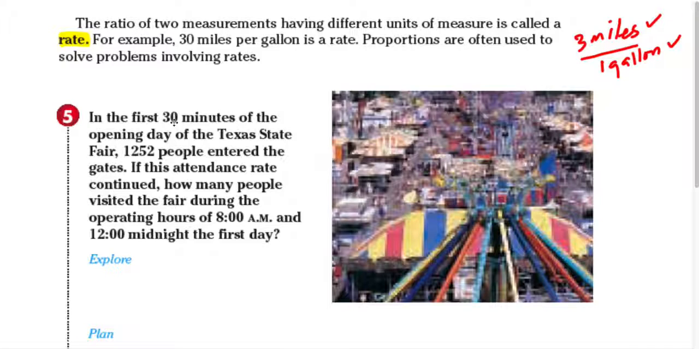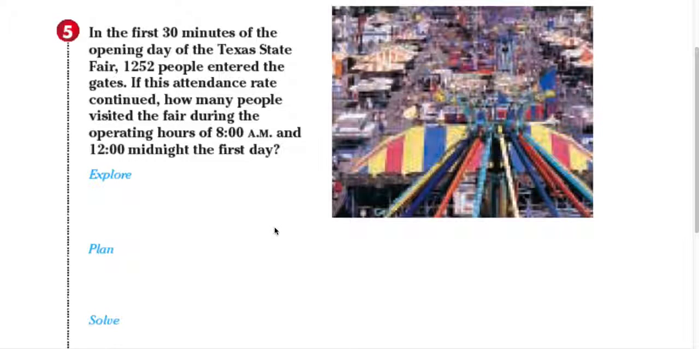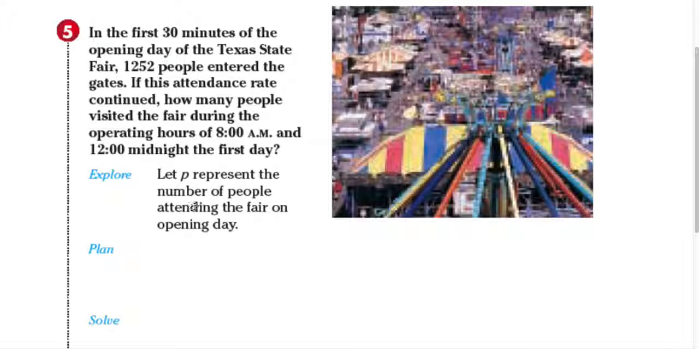Let's take a look at this example, and this is our last example. In the first 30 minutes of the opening day of the Texas State Fair, 1,252 people entered the gates. If this attendance rate continued, how many people visited the fair during the opening hours of 8 a.m. and 12 midnight the first day? So first things first, word problem. That means we need to find out what we know, and we need to define the variable. In defining the variable, like always, we use a let statement. So let P represent the number of people attending the fair on opening day, because that's what the problem is asking for.